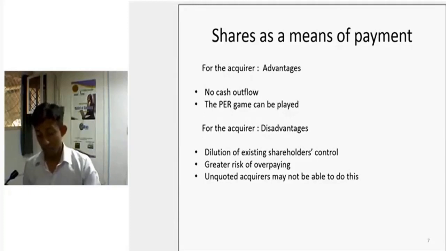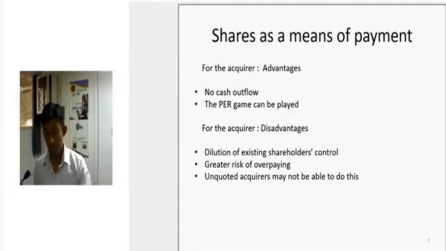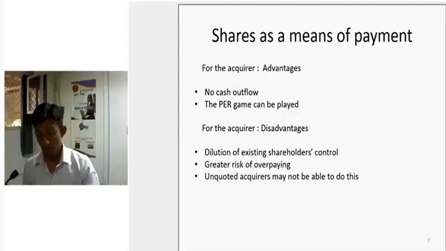When it comes to shares as a payment, I'll just refresh from an acquirer's point of view. If it is a share option, there's no need to pay a huge cash amount, so life is easy there. And also you can bring this price earning ratio game into play. We discussed further on that. The Americans call this the bootstrap method, where we believe when the companies get together, they are going to get the same acquirer's PE continued in the future.